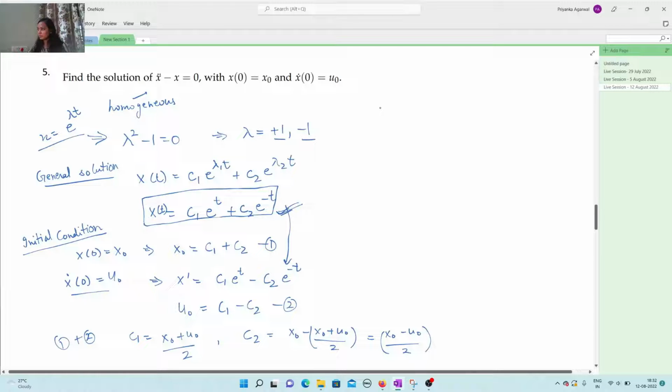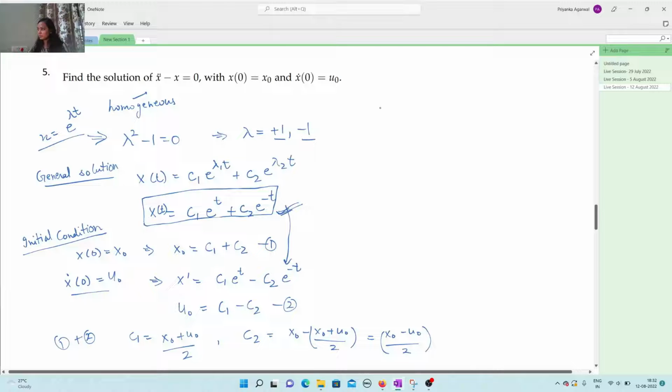Now in this case, the roots will be minus b, which is minus of minus 2, plus minus square root of b square, which is minus 2 square, minus 4ac, which is 4 into 5 into 1, over 2. So this will be 2 plus minus under root of minus 16 over 2, which again is 1 plus minus 2 iota, right?